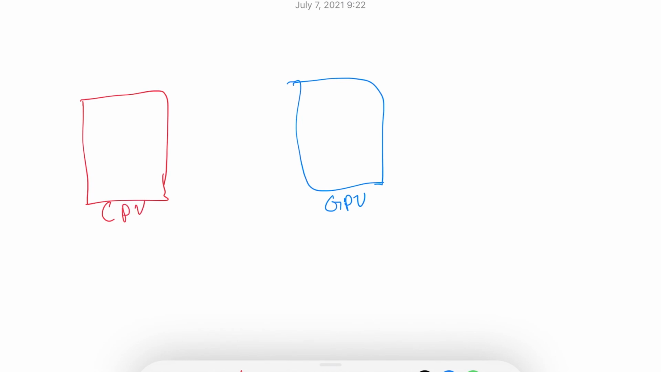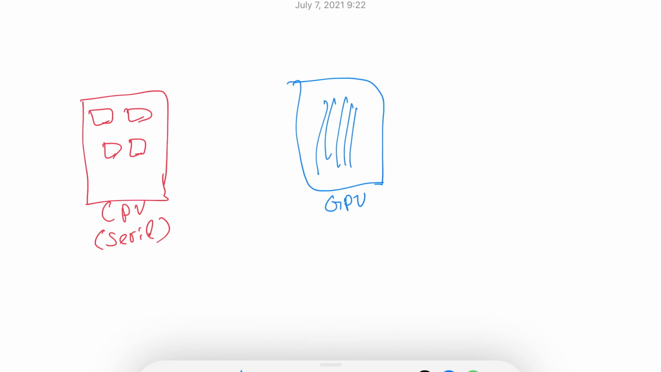Well, in a CPU, as you know, there are several cores. They work serially on tasks, so one task works and then the next, whereas in a GPU, hundreds of cores are working in parallel.